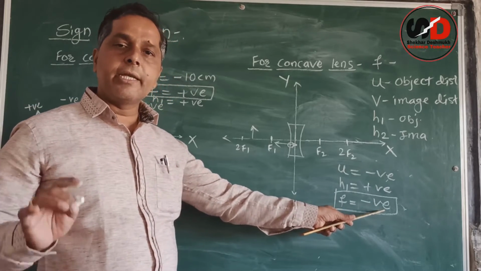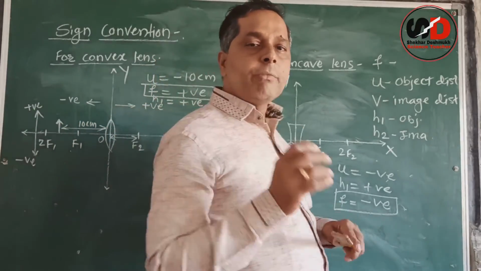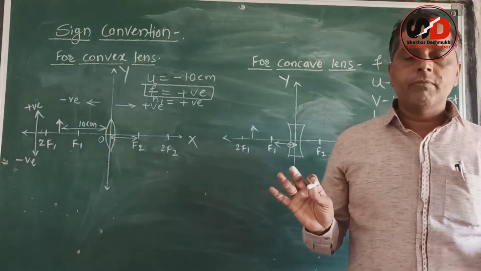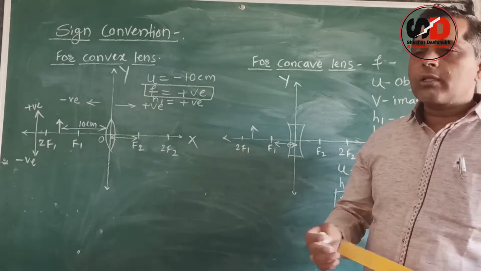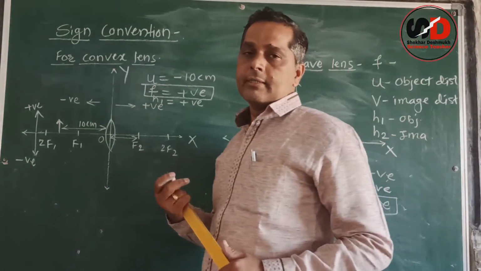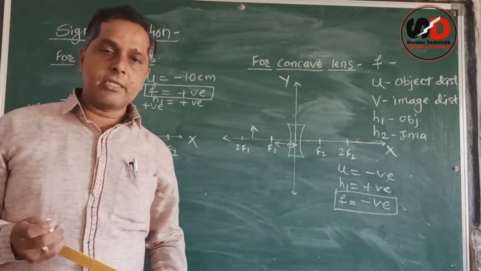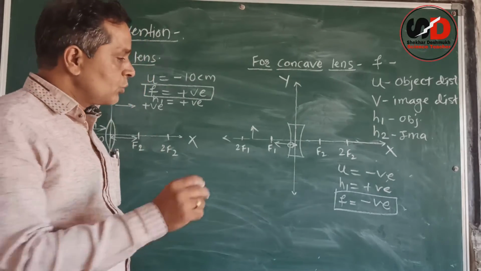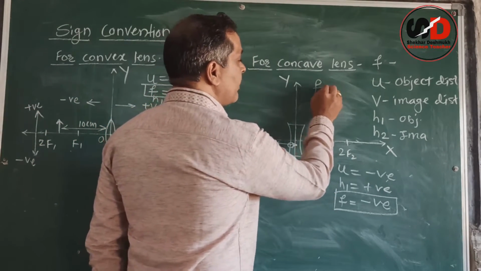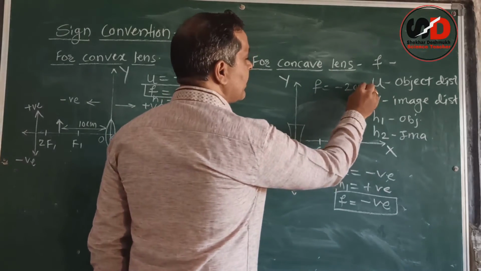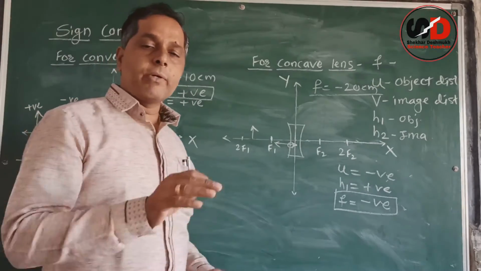Concave lens is negative. And actually, whenever you solve the numericals, it is not given in it. They only give the focal length of a concave lens as, suppose, 20 centimeters. Though it is given as 20 centimeters, it should be taken as minus 20 centimeters because the lens is concave.